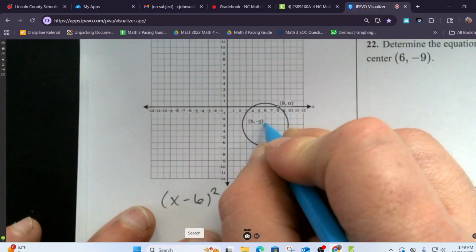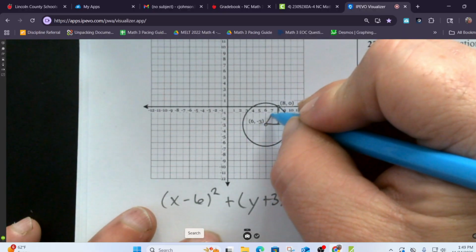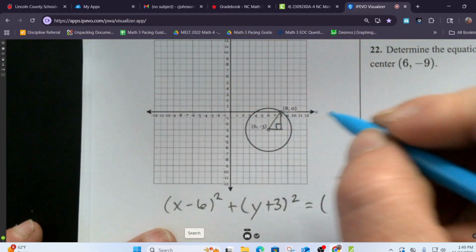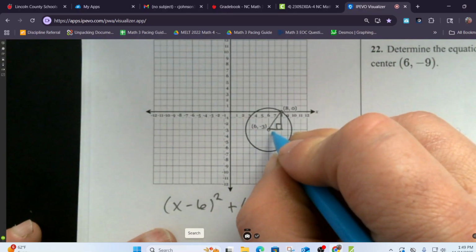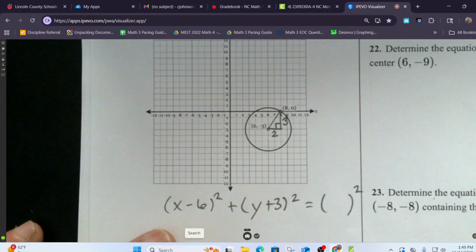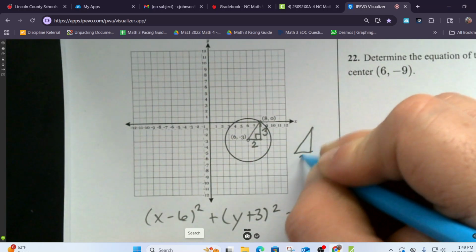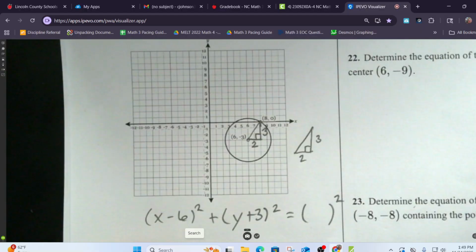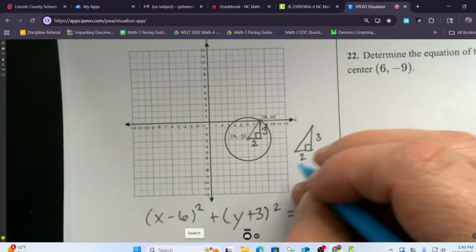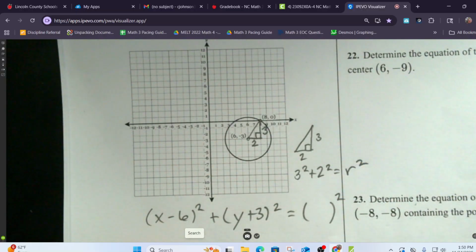So if I make a right triangle from the center to that point on my circle, that makes a right triangle. This is 2 units long. This one is 3 units long. Then all you're doing here is finding the hypotenuse, which is going to be your radius. So 3 squared plus 2 squared equals radius squared.